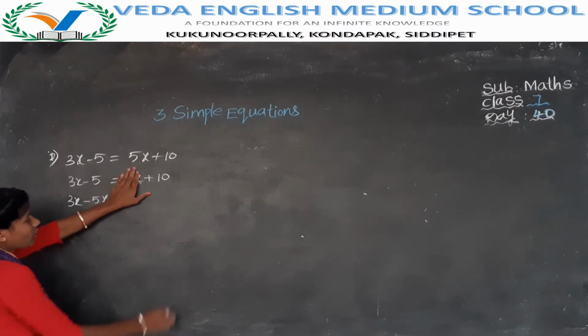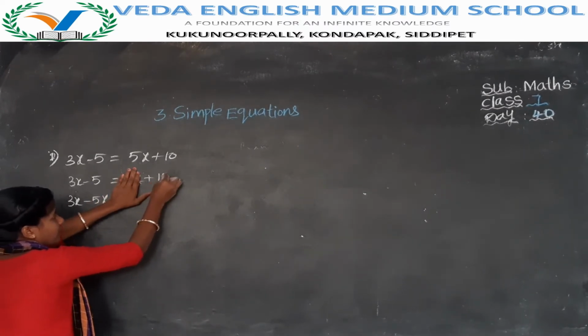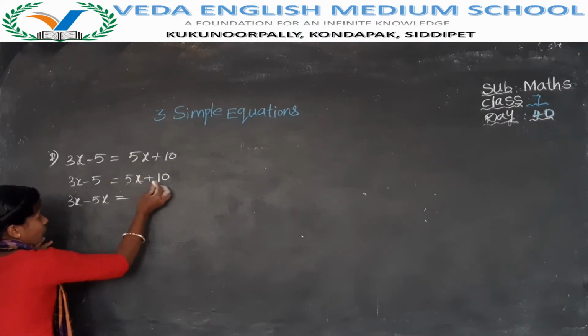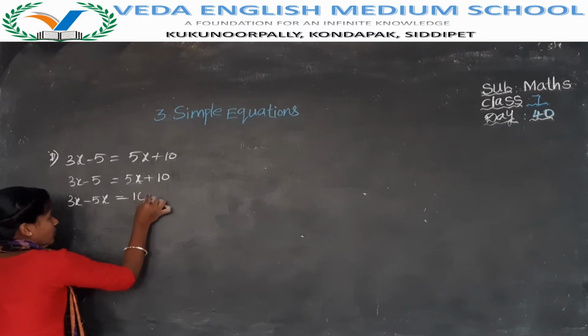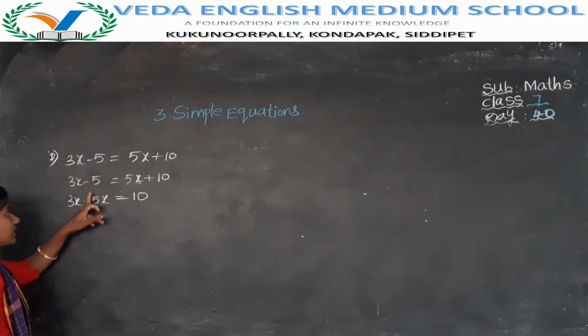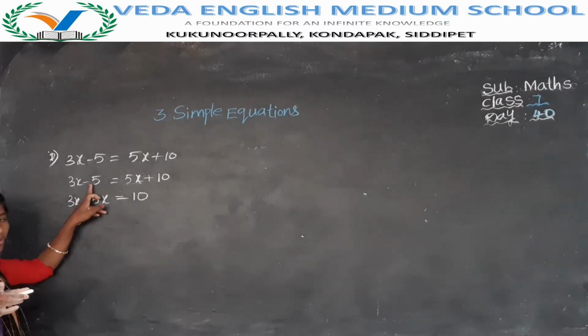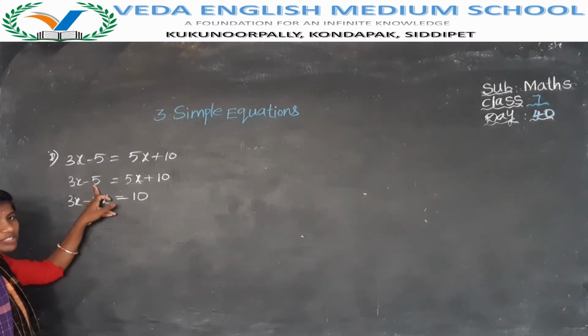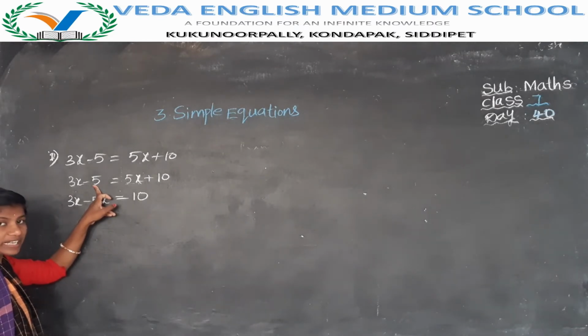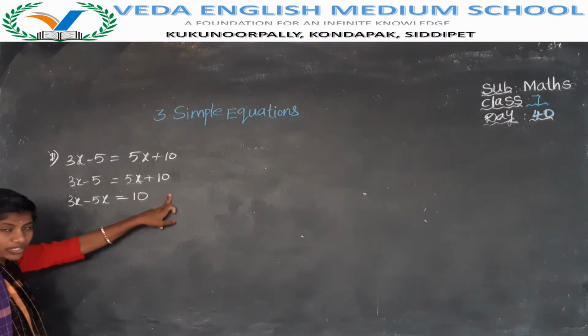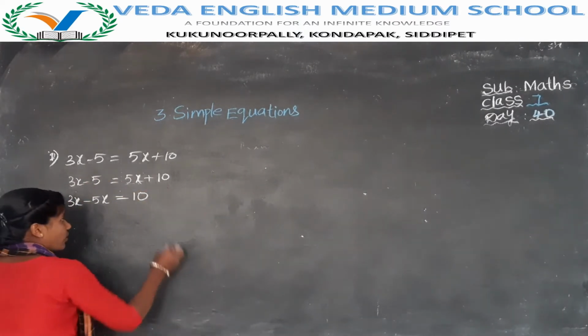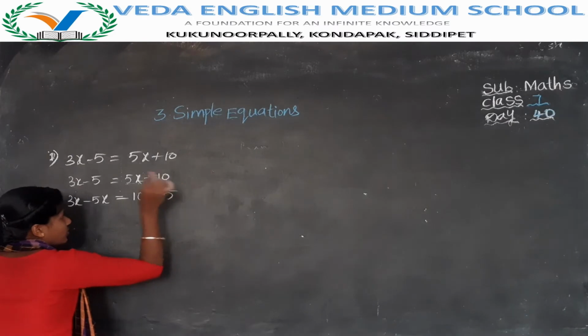Which number is left here? 10. After the equal sign, the first number is 10, so we write 10. Next, in the LHS side we have a numerical number, minus 5. This minus 5 is in the LHS. When it comes to the RHS, the minus quantity becomes a plus quantity. So minus 5 becomes plus 5 when it comes to the RHS.